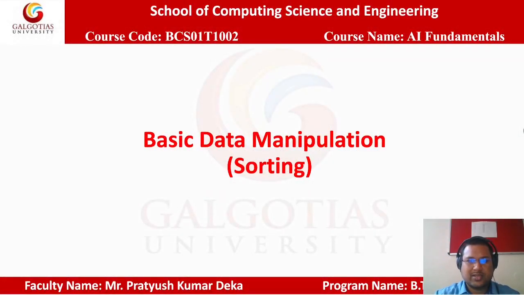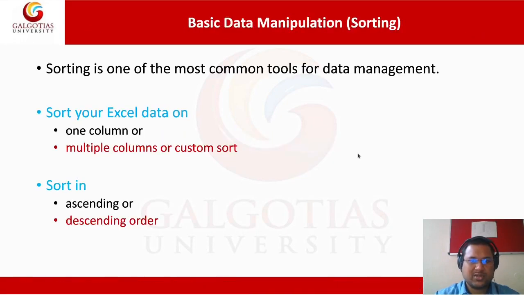Let's understand this topic, that is sorting, and this is part of basic data manipulation. So what does sorting mean? We already know the meaning of sorting. Given some data, can we arrange that data in some order, either in ascending order or in descending order?